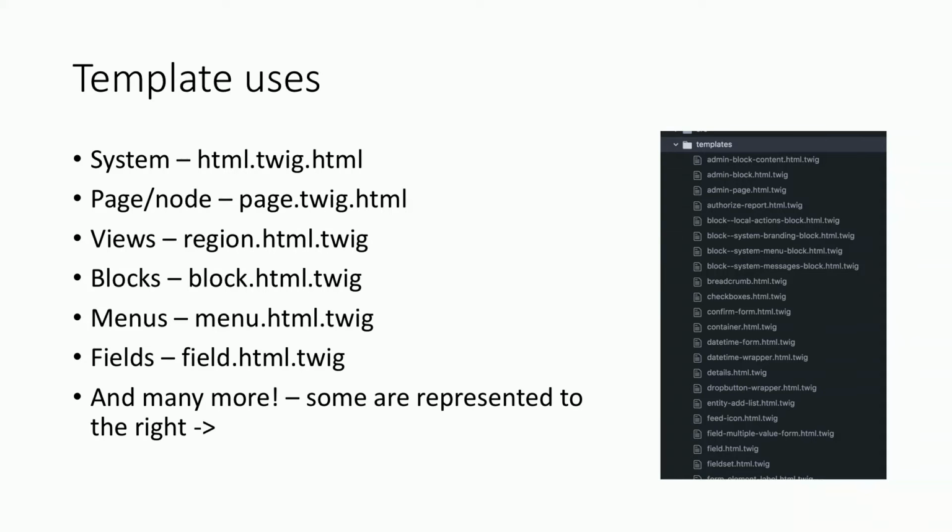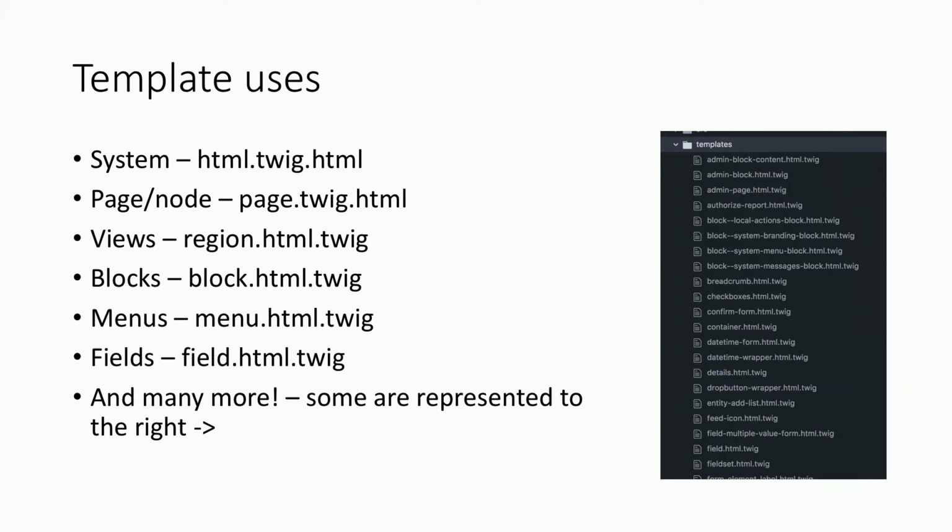And there's a whole bunch of them in this directory. I didn't list them all. They would go at similar screen size, would go from the ceiling to the floor. There's a lot of template files in there. And that's to say that a lot of them deal with system things. In fact, the aptly named html.twig.html file, pretty common one for use. The page or node rendering, views, blocks, menus, fields, and there's a lot. So I've just given kind of a representation of them.